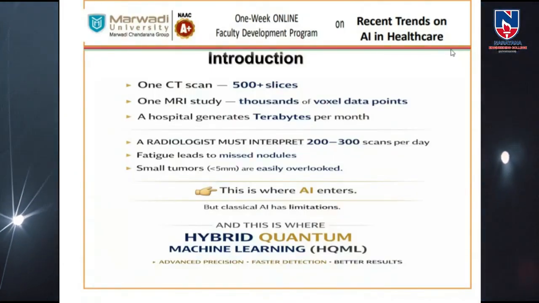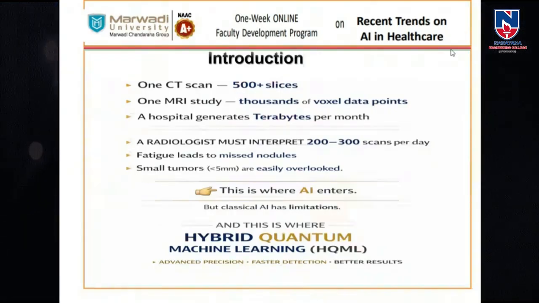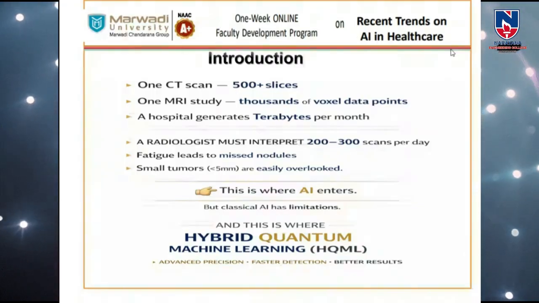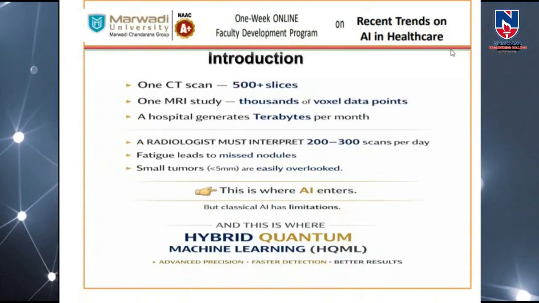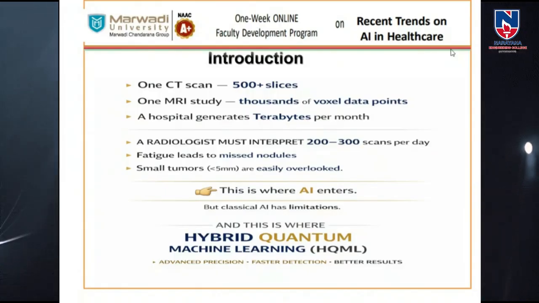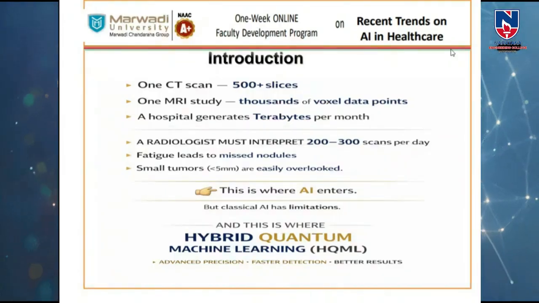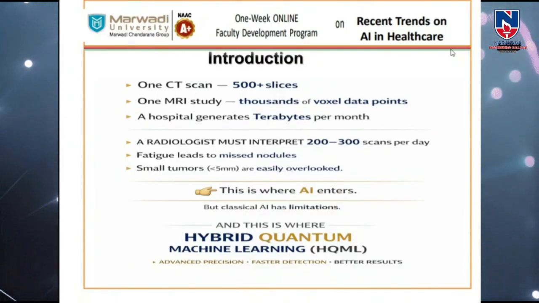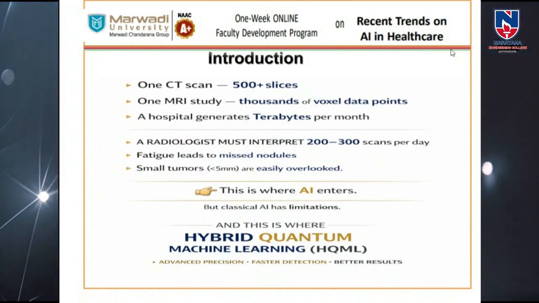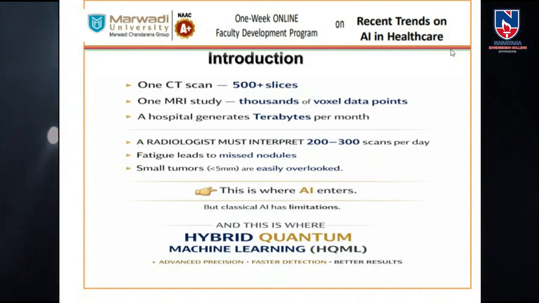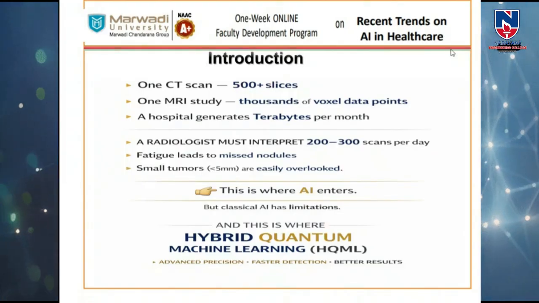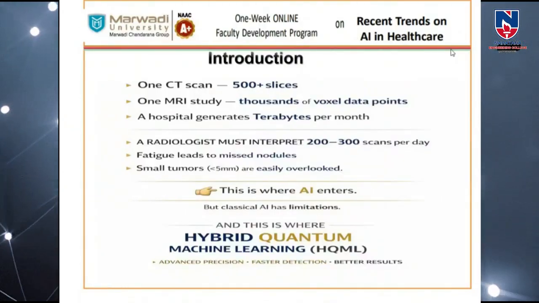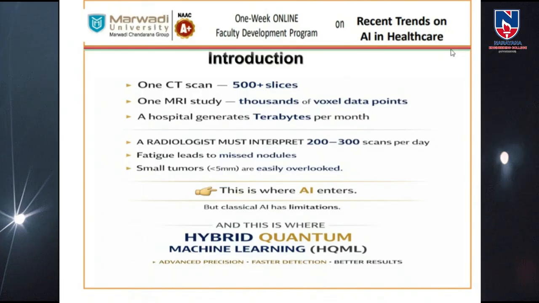hospitals. That means 200 to 300 scans per day have to be interpreted. As human beings, this leads to missed nodules. Sometimes findings may be overlooked, that means small tumors are overlooked. Based on the summary given by the radiologist, the doctor will make a decision on diagnosis and suggestion of medication. That is one of the challenges you are facing today, because as the population keeps increasing, there is a scarcity of radiologists.